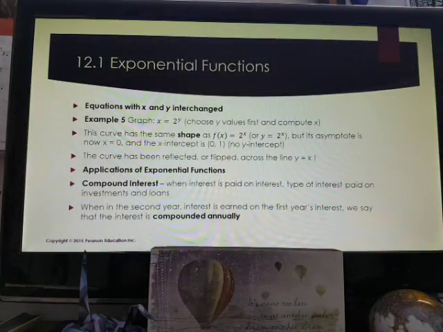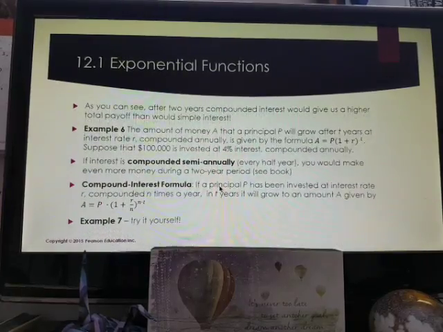So basically, like I said, when in the second year the interest is earned on the first year's interest, we say that it's compounded annually. And as you can see, after 2 years of compounded interest, you would end up getting a higher total payoff than you would with just simple interest.